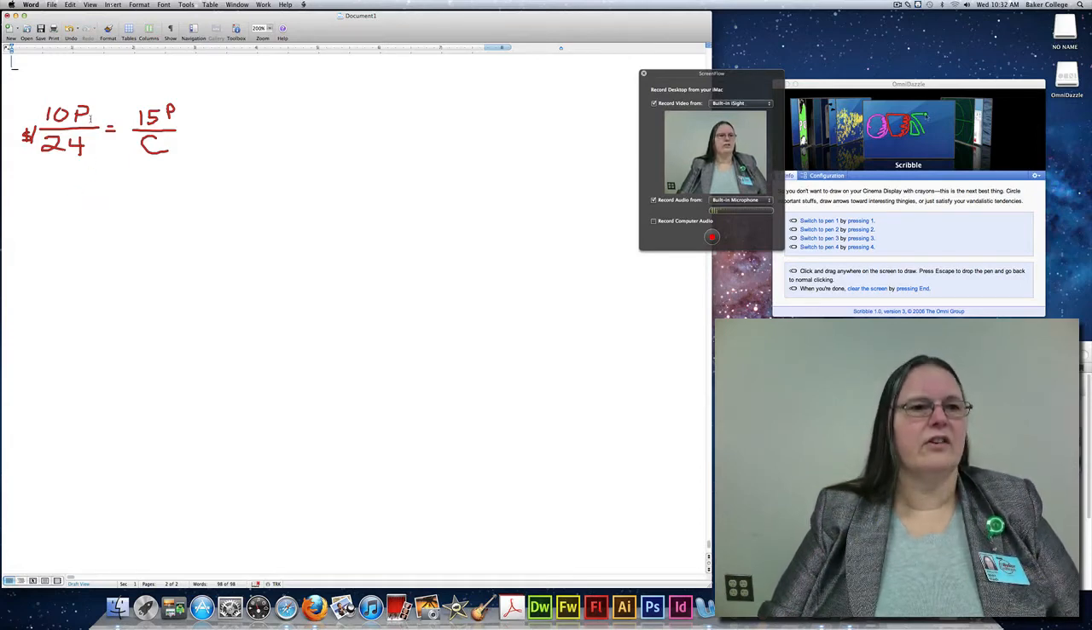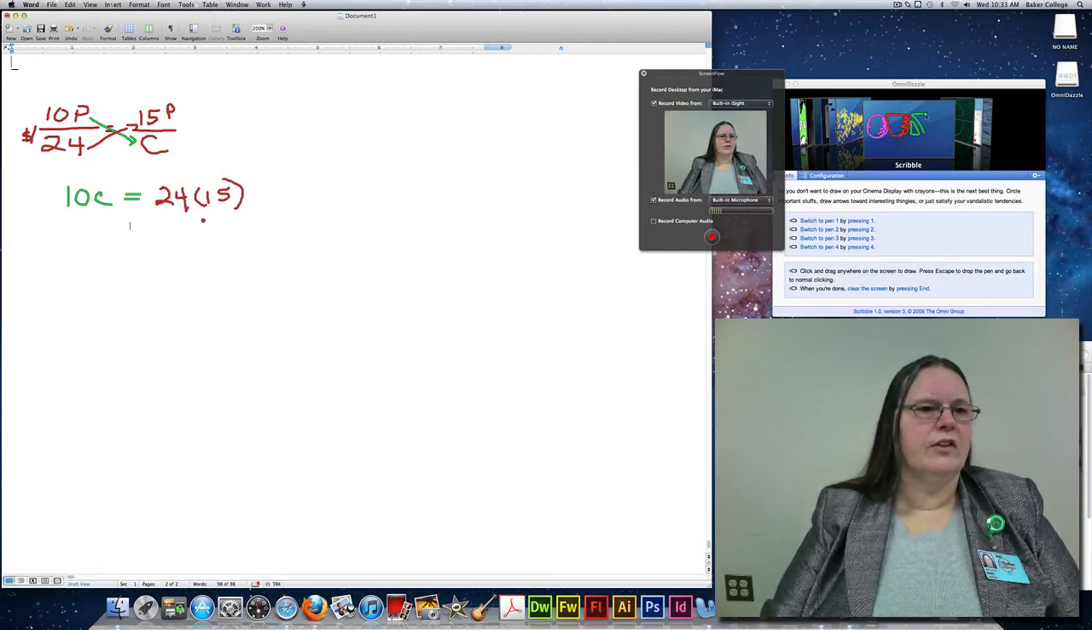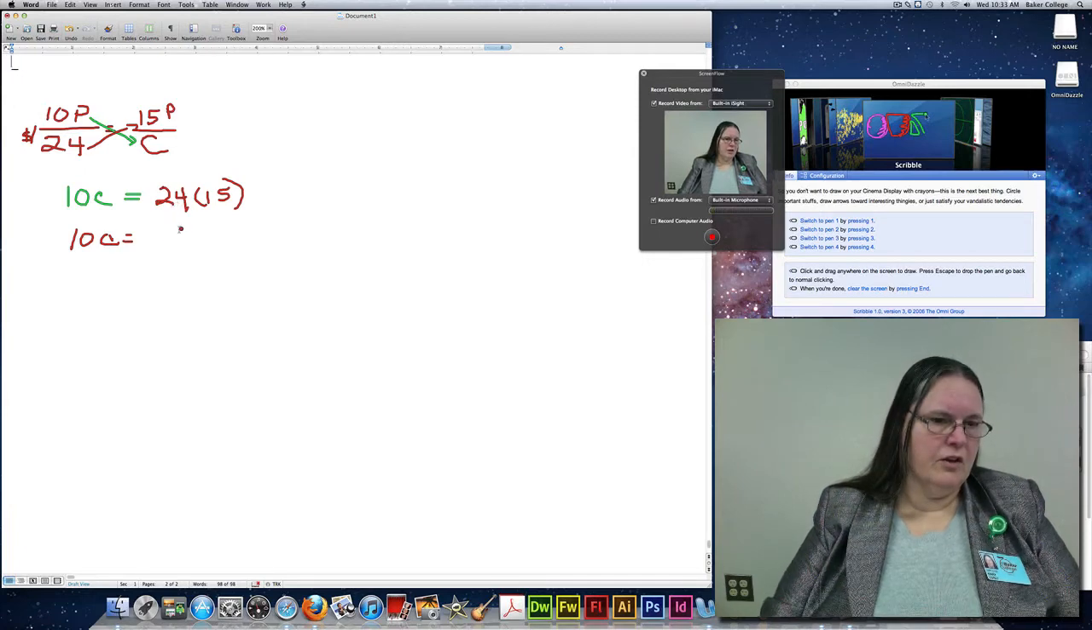Again, it's just the process of cross products again, so that you can set up 10 times C. This was just a reminder that pencils are compared to pencils, cost to cost, always that way. Equals 24 times the 15. This side remains the same for a little bit, and we complete this operation, which is just multiplication. So this becomes 360.